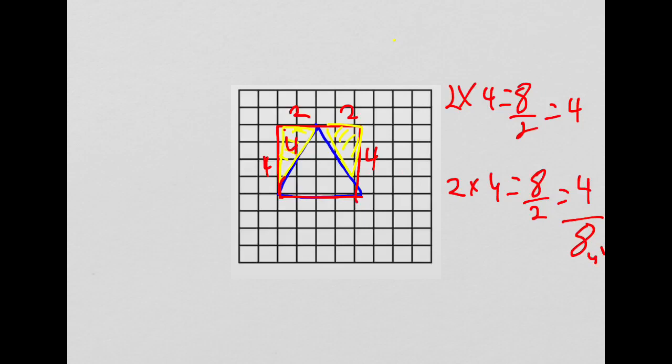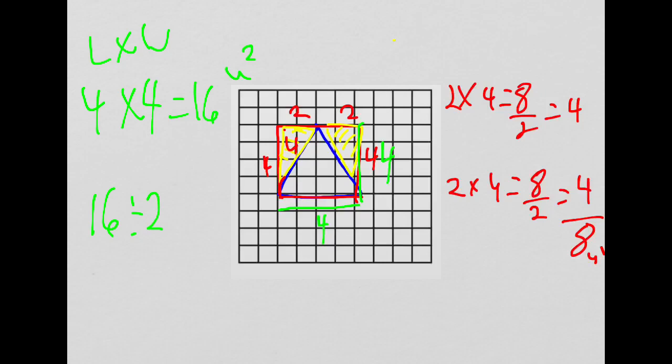Let's figure out what the entire rectangle is. Rectangle measures 4 by 4. 4 times 4, because that's length times width, has an area of 16 units squared. And if the yellow spaces take up 8, that is half of 16. So the blue one has to have an area of 8.